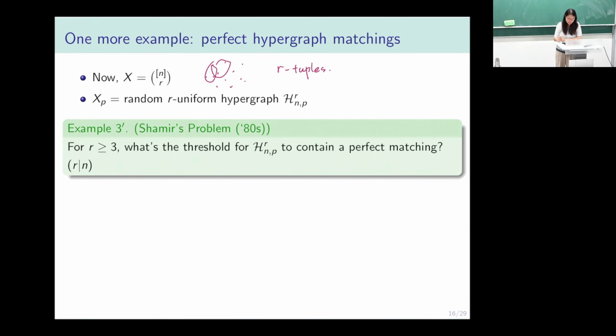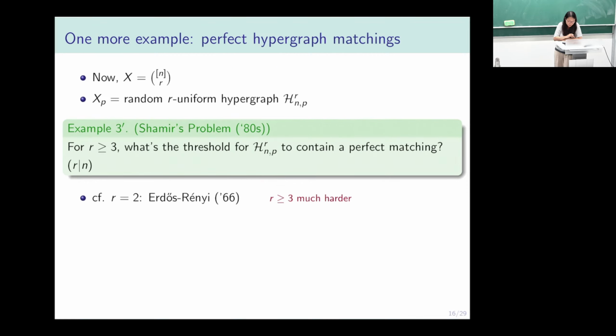And the question is the same. So this is called Shamir's problem from the 1980s, and this problem was open for about 30 years. It was not just open, but notoriously open. So the question is, when r is strictly larger than 2, what's the threshold for H_r(n,p) to contain a perfect matching? And here, a perfect matching means the same thing: a disjoint union of r-tuples that covers all of the vertices. Okay, so this is the question.